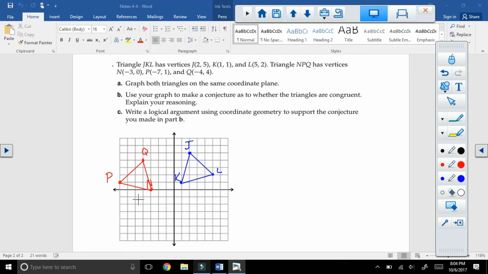I'm looking at this then, and looking at them, well, the first part says graph both in the same coordinate plane, so check, that's done. For part B, it says use your graph to make a conjecture, so we're just kind of making a guess as to whether or not these are congruent. I think they look like they're pretty congruent, so I would say, yeah, they look like they're congruent, and the reason is because it looks like all the sides are congruent.